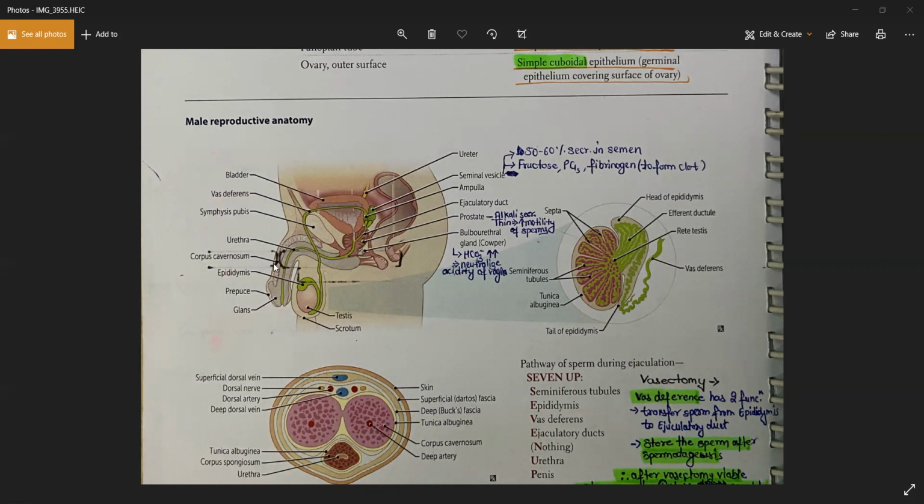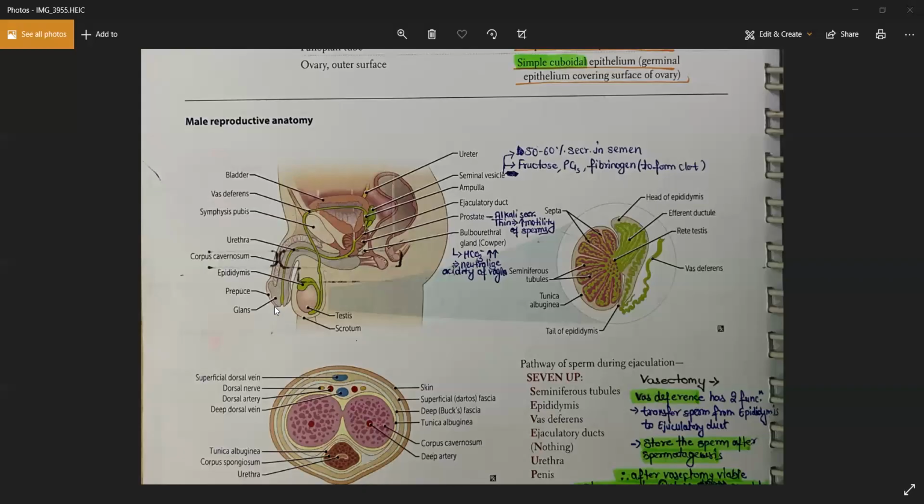Penile shaft, as you can see, and finally it opens, right? So this is the anatomy of the male reproductive tract that you must remember. Please remember the sequence. First, you have the testes. From the testes, you have the seminal vesicles. Okay, sorry, the seminiferous tubules.